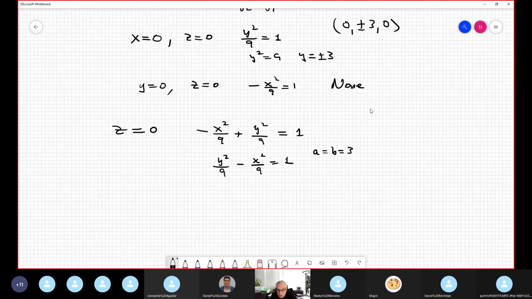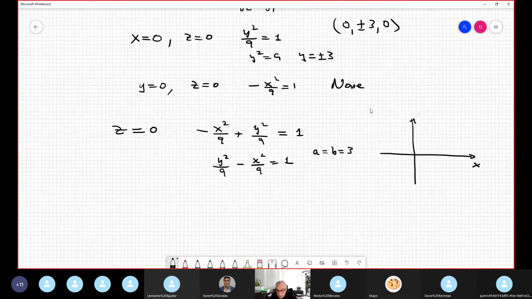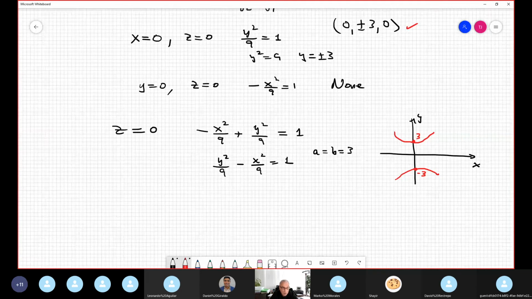It's important for the asymptote, but actually our hyperbola is in the xy-plane, and the transversal axis is on the y-axis. Our hyperbola looks like that. And by the way, these points are 3 and minus 3, the intercepts we found before. Okay, good. Let me try now y equals 0.